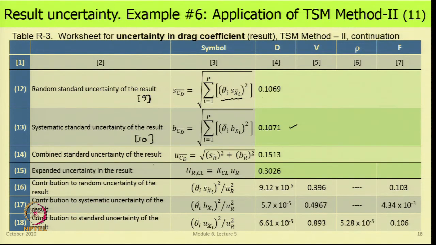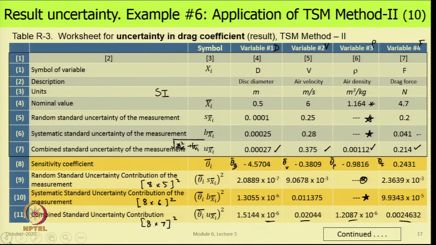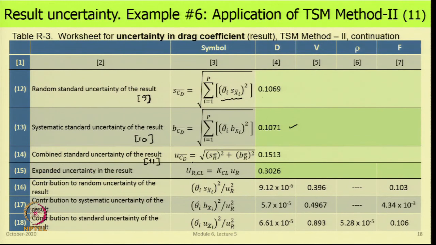And the combined standard uncertainty of the result, again we do the same thing, we go back, we have those elemental values listed in row number 11. So here is 11, this one, and take a square root and this is 0.1513. So this is what we were looking for, standard uncertainty in the drag coefficient. This is 0.1513, and of course, all of these have the same units as the drag, which will be newtons.